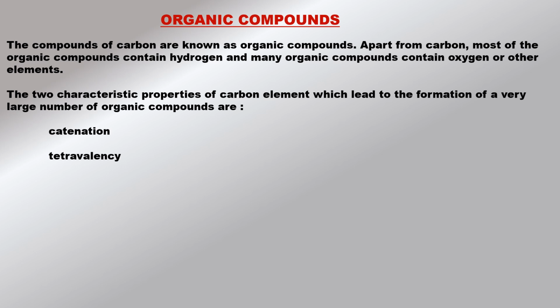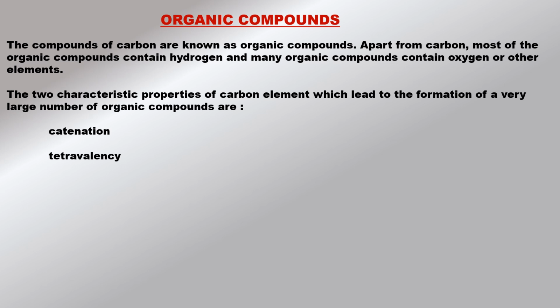Organic compounds. The compounds of carbon are known as organic compounds. Apart from carbon, most of the organic compounds contain hydrogen and many organic compounds contain oxygen or other elements. So, most of the organic compounds are hydrocarbons, containing only carbon and hydrogen, or their derivatives. Some examples of organic compounds are methane, ethane, ethene, ethyne, trichloromethane, methanol, ethanol, ethanoic acid, and urea.